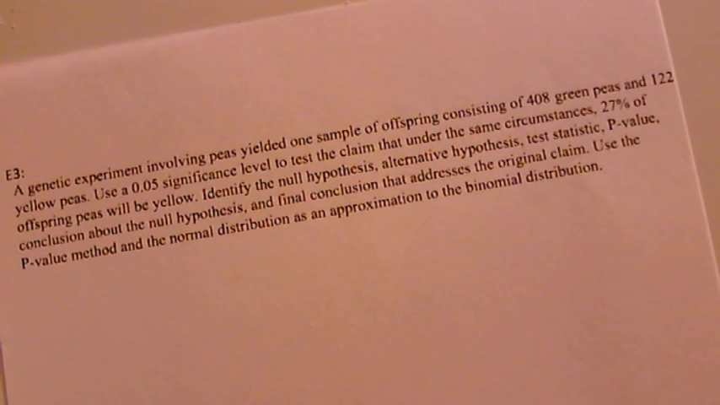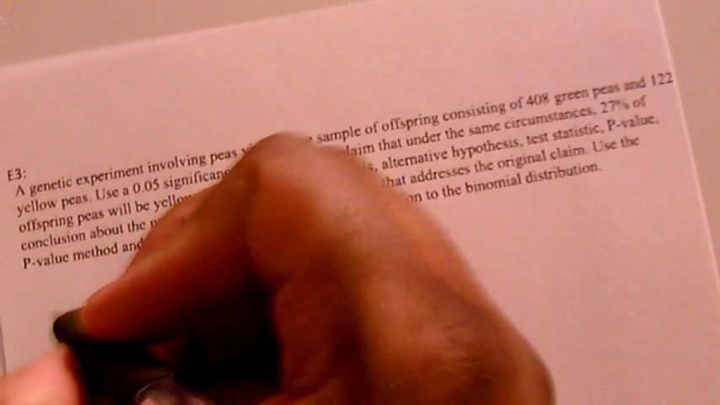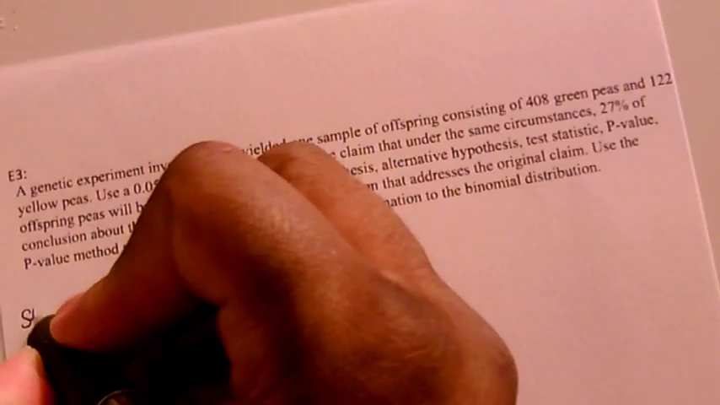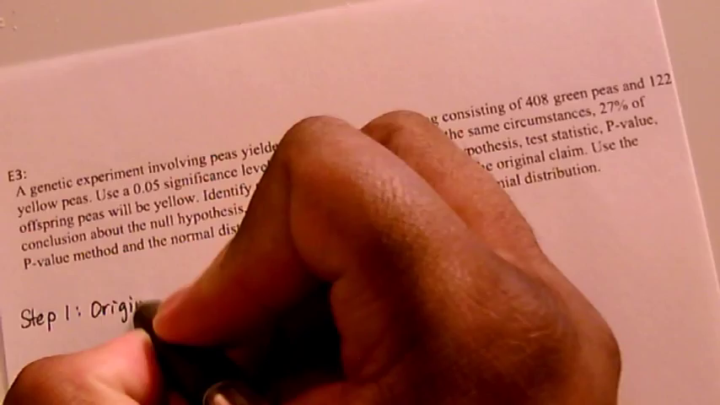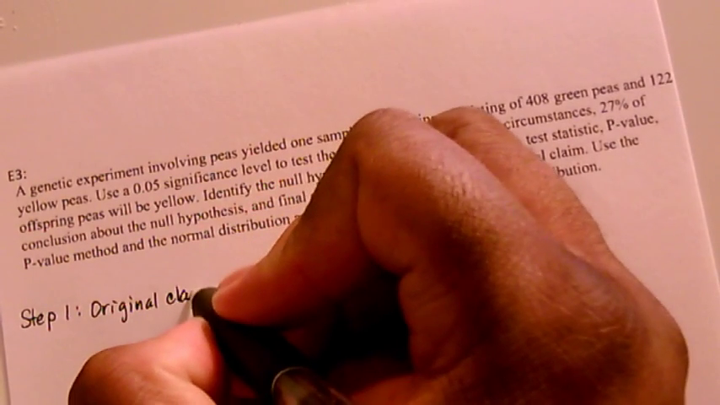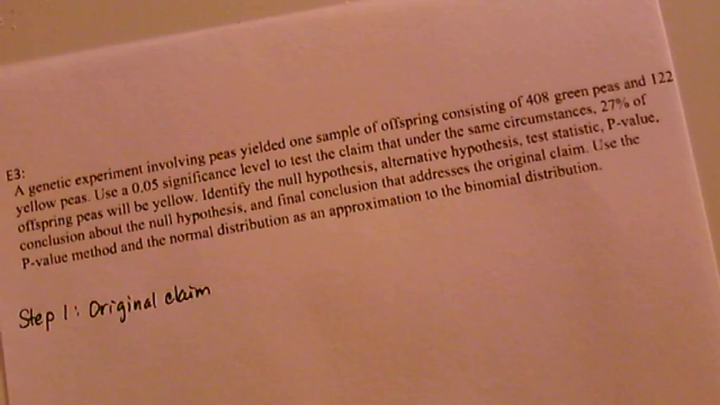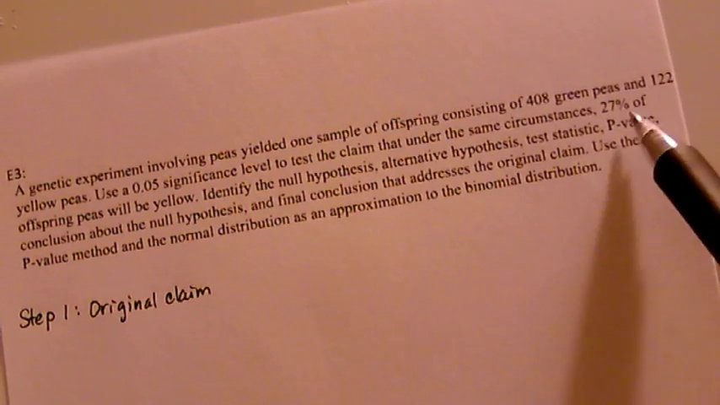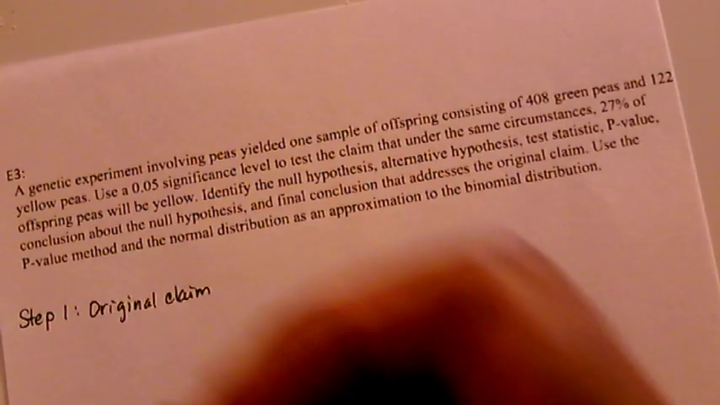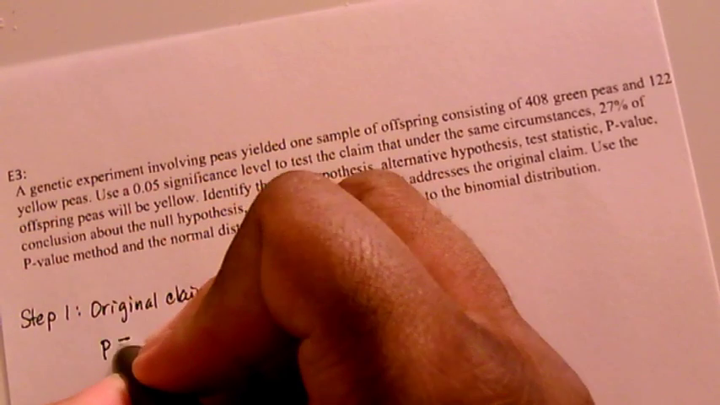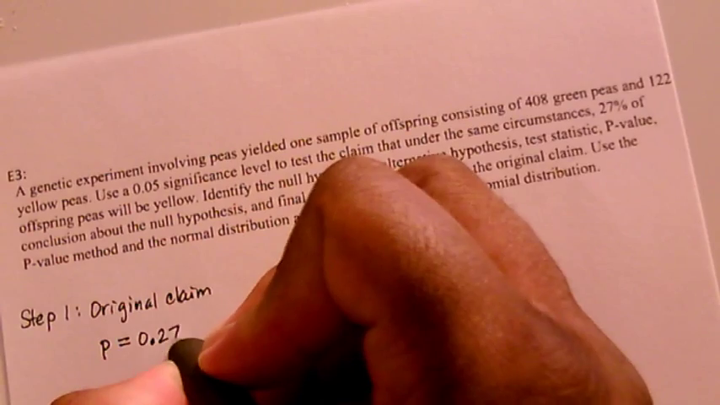So in this case, we're going to be applying the p-value method with this 8-step procedure. So here's how the 8-step procedure works. First of all, we got step number 1. And step number 1 is stating the original claim in symbolic form. And by looking at this, 27% of offspring peas will be yellow. Okay? Doesn't say less than or greater than. So that means we have to say P is equal to 0.27.